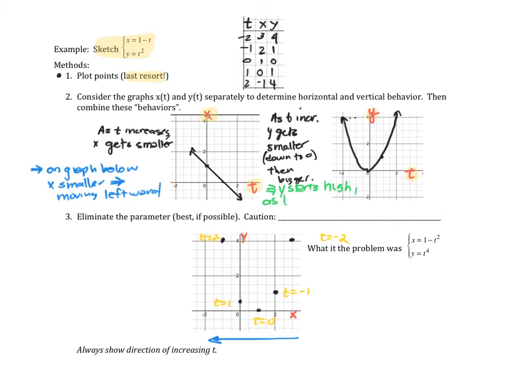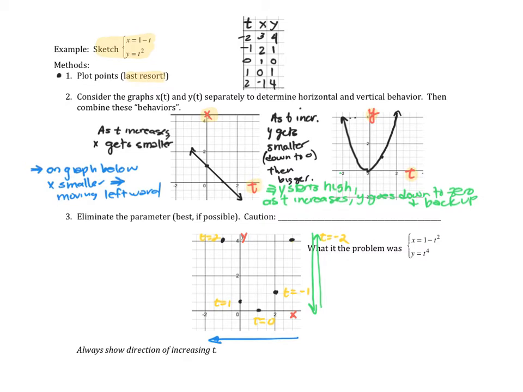As t increases, y goes down to 0 and then back up. So if I'm just keeping track of vertical motion, I know I'm going to go down and then up. Okay? Now, putting these two together is kind of an interesting technique.